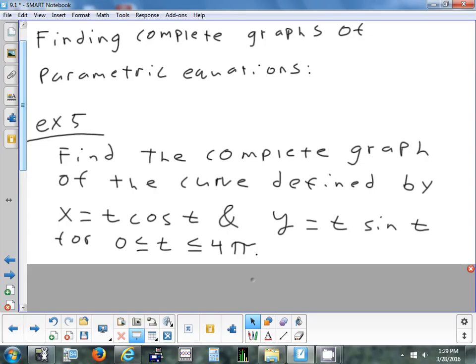But there's a limit on the spiral. We're only going up to 4 pi. So if you just think of the graph of cosine, what's the highest cosine ever hits? 1. And if you multiply that by the biggest number we can hit, which is 4 pi, what's 1 times 4 pi? 4 pi. So we know the biggest x value you could ever get is 4 pi.